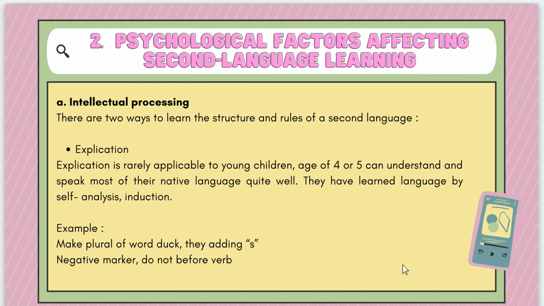Then the second is psychological factors affecting second language learning. A. Intellectual processing. There are two ways to learn the structure and rules of the second language. The first is explication. Explication is rarely applicable to young children, as children of 5 or 4 can understand and speak most of their native language quite well. They have learned language by self-analysis or induction. For example, making the plural of the word dog, or adding the negative marker do not before a verb.